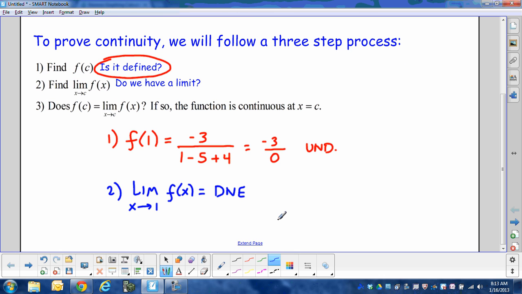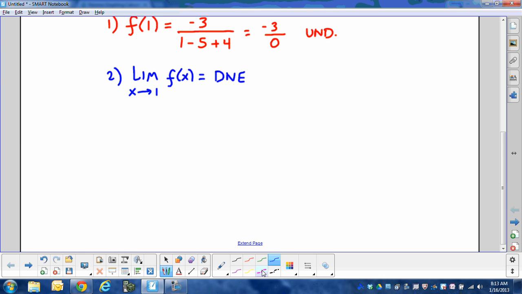So my function was undefined, and my limit did not exist. Therefore, for step 3, the answer is going to be no. My limit and my function value were not equal to each other. So therefore, the function is discontinuous. Let me go ahead and write that in here. For step 3, I'm going to say that f of 1 did not equal the limit as x approaches 1 of f of x.